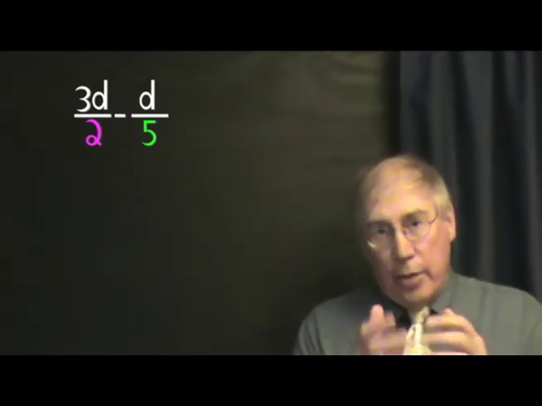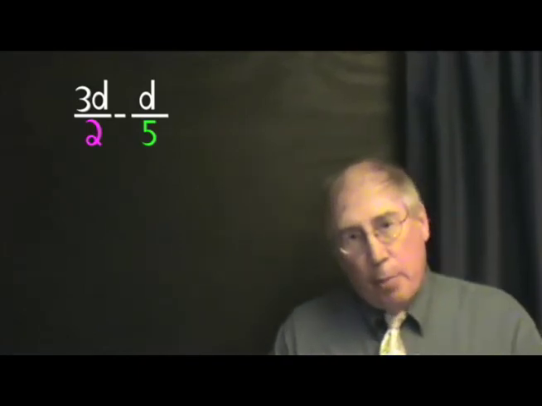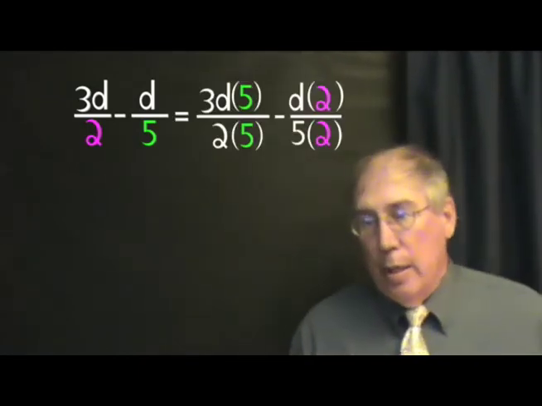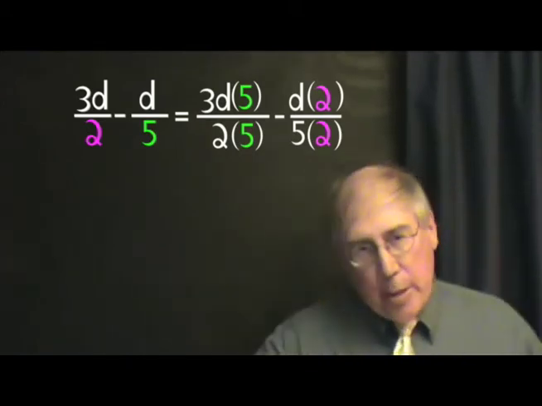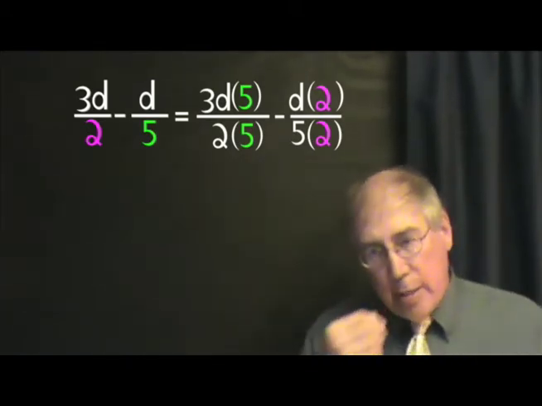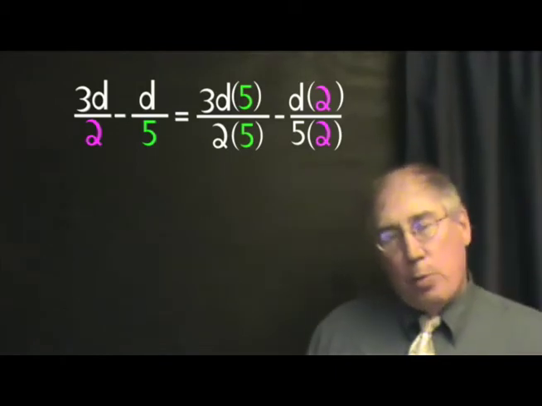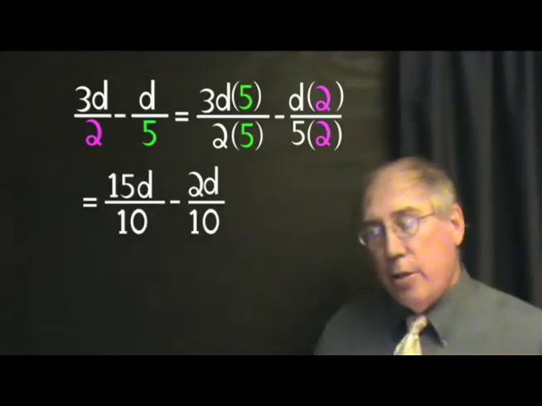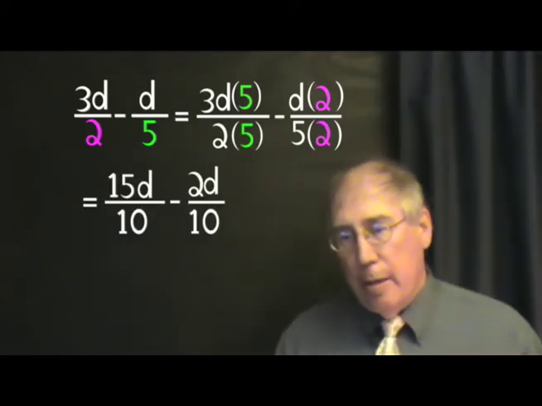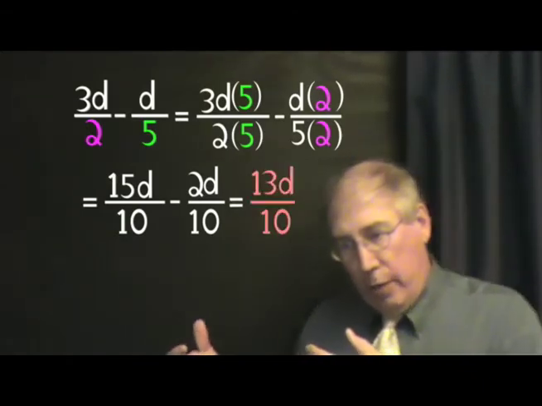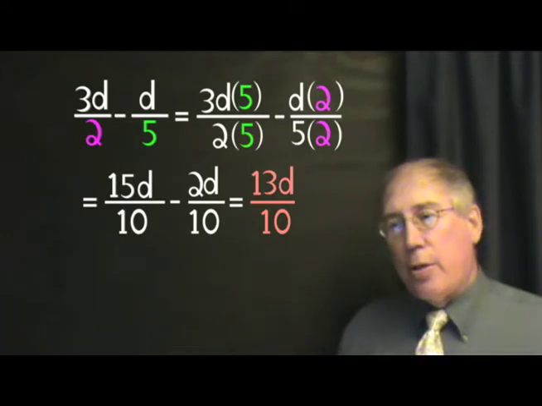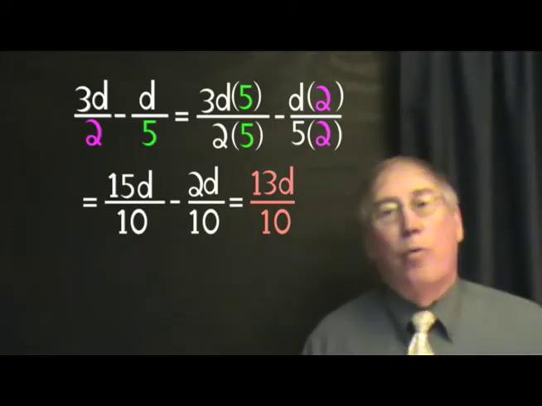Now, 3d over 2 minus d over 5. What's the smallest number that both 2 and 5 will go into? It's 10. So what we need to do is to multiply something times the numerator and denominator of both, so we get 10 as denominator. So in the first fraction, we multiply 5 times the numerator and denominator. In the second one, 2 times the numerator and denominator. Now, we have the same denominators. We have like terms in the numerator, so we subtract. We get 13d over 10.